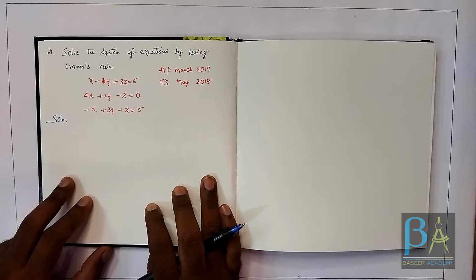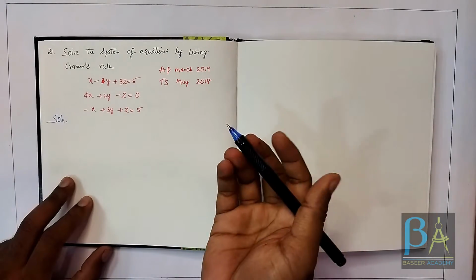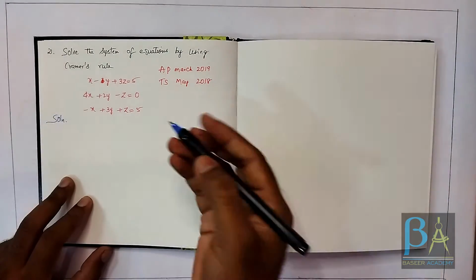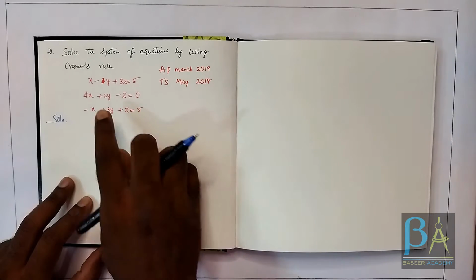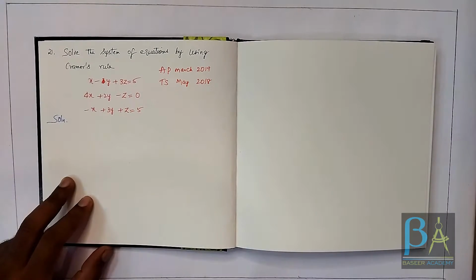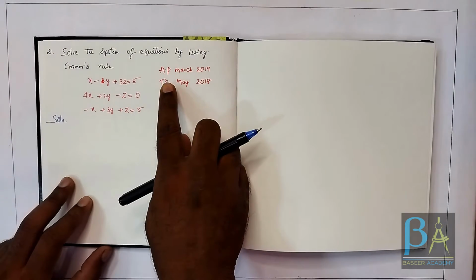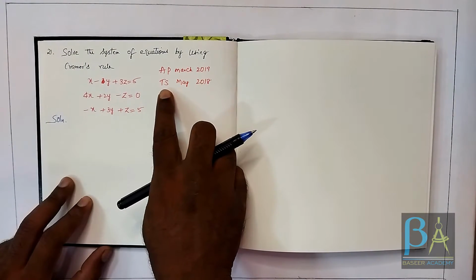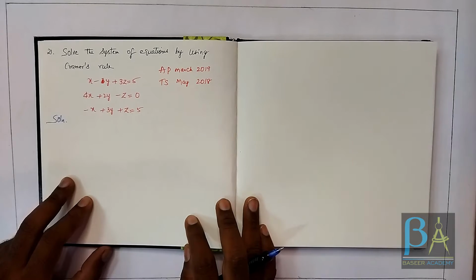What do you mean by solving the system of equations? Solve means we have to find the value of the variables x, y and z. This question has been asked in intermediate first year examination AP March 2019 and Telangana State May 2018.